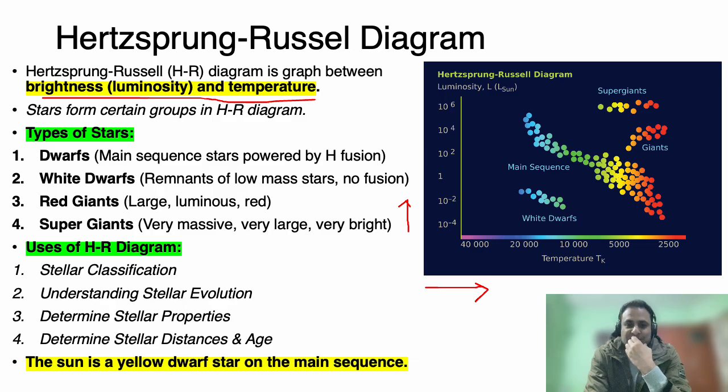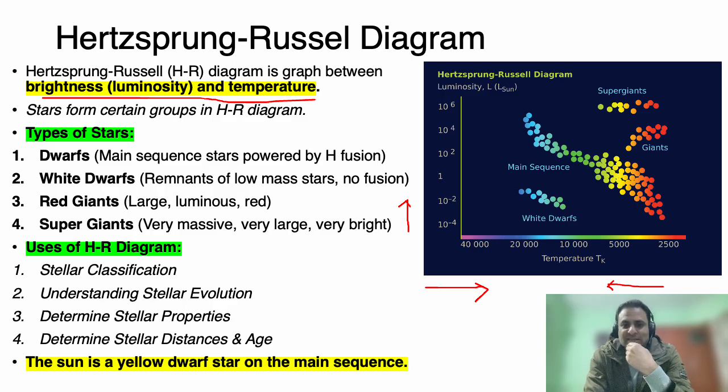Now you see some interesting things in this graph, and keep in mind that this temperature axis is actually inverted. So it increases from the right to the left. On the right side the temperature is lower, and as it moves to the left the temperature gets higher. Somehow this is the convention by which this graph is always made.